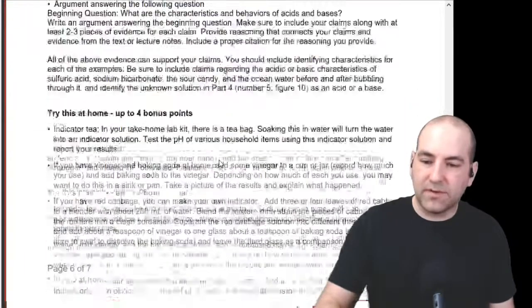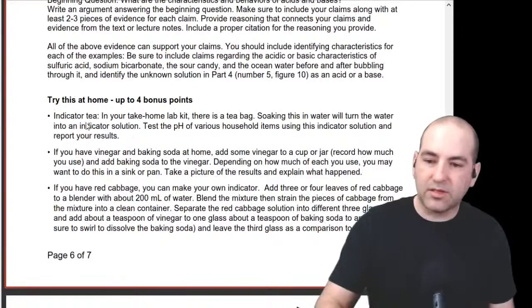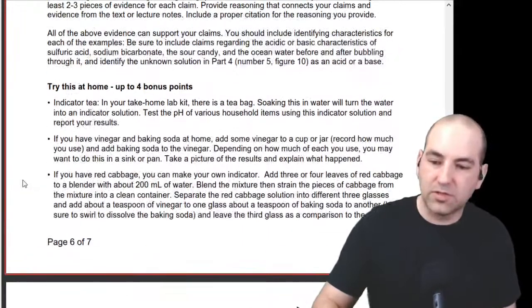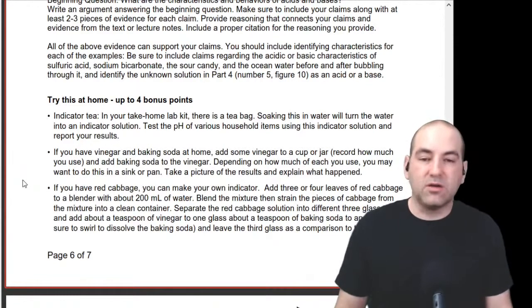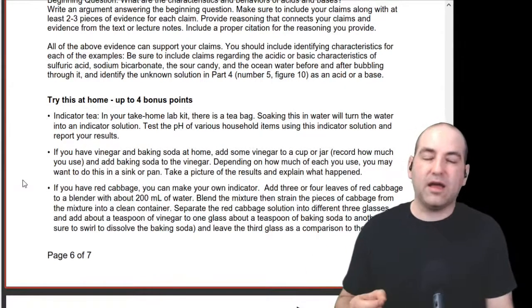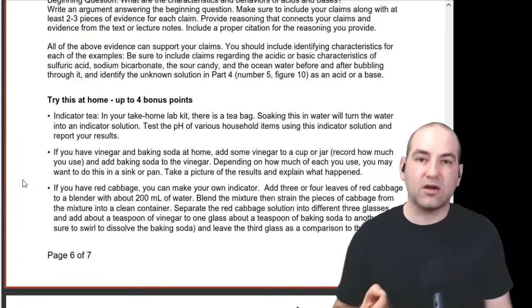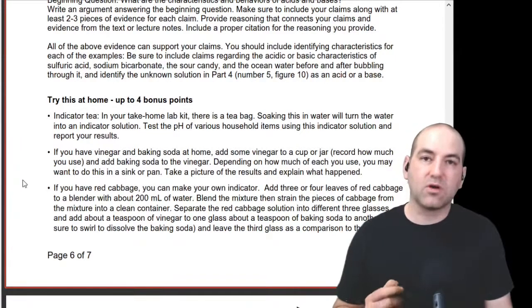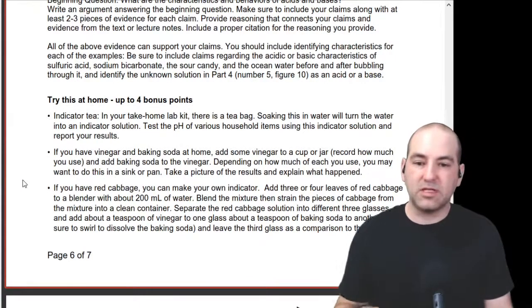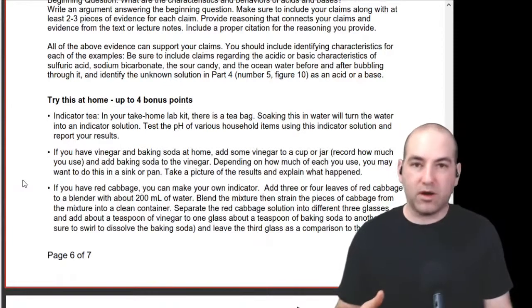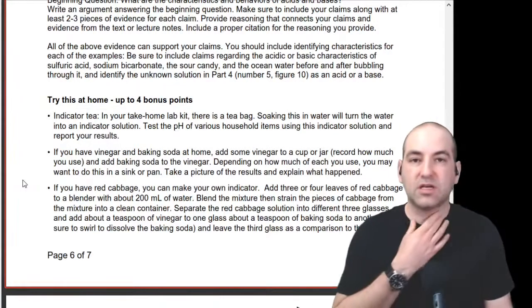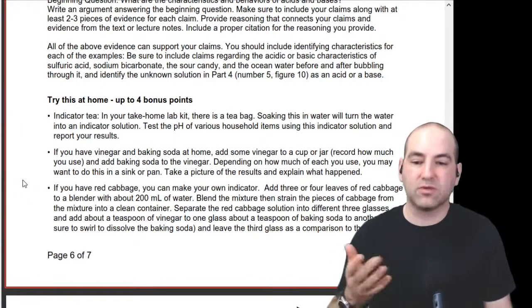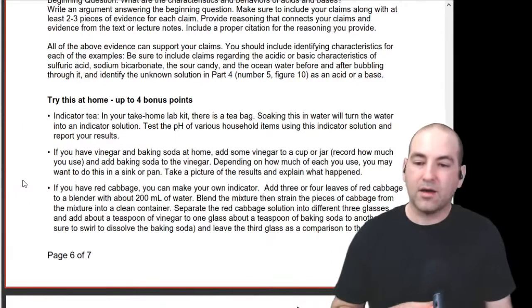What's a little bit different about this one is to try this at home. So if you want to do some more stuff, you can. In your take-home lab kit, there's a little tea bag, and that is an acid-base indicator. So soaking that, or putting that tea bag in water will turn that water into an indicator solution that you should then be able to use to measure acidity and basicity, which you can then test with various household items. You can do these other ones too.